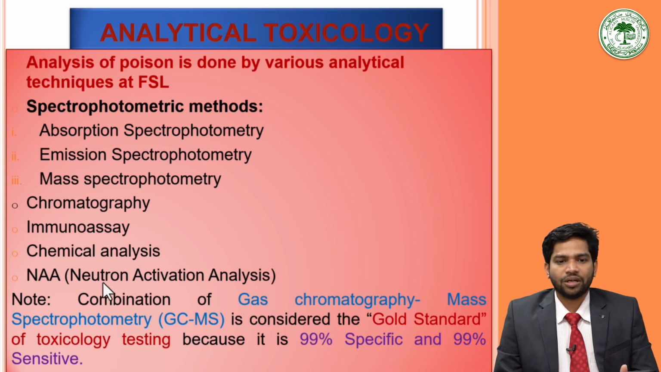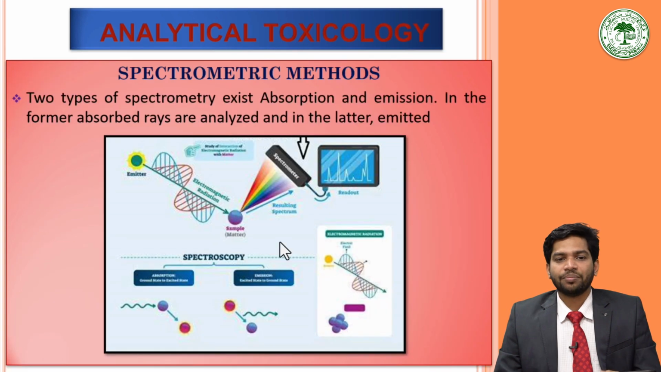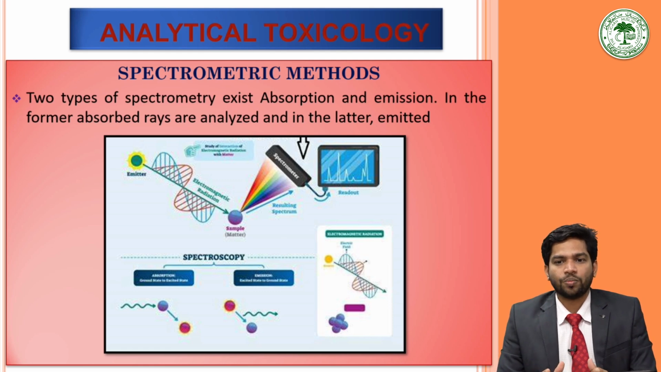An important thing to highlight here is that the combination of gas chromatography and mass spectrophotometry, that is GC-MS, is considered the gold standard of toxicological testing because it is 99% specific and 99% sensitive. The best analytical technique available till date is GC-MS, the combination of gas chromatography and mass spectrophotometry. Then coming to the spectrometric methods. The terms spectroscopy, spectrometry and spectrography are often used interchangeably, but there is a fine difference.